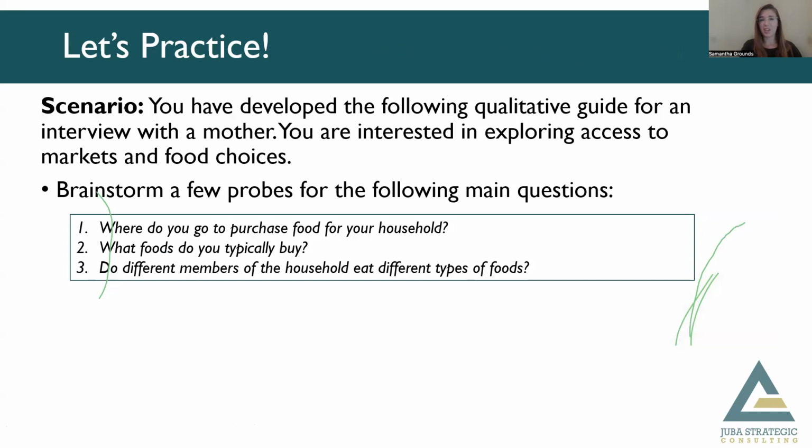Okay, so we're going to do another practice here. We're going to work on our probes. The scenario is you have developed the following qualitative guide for an interview with a mother. You're interested in exploring access to markets and food choices. So our three main questions are, number one, where do you go to purchase food for your household? Number two, what foods do you typically buy? And number three, do different members of the household eat different types of foods? So thinking about food distribution and feeding practices within the household.